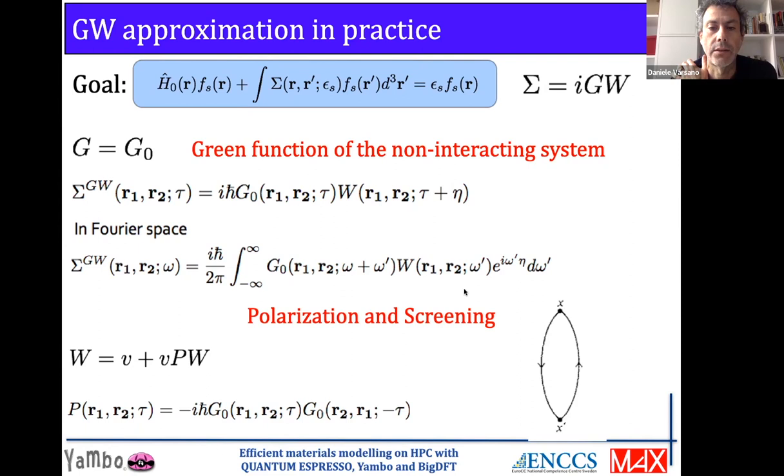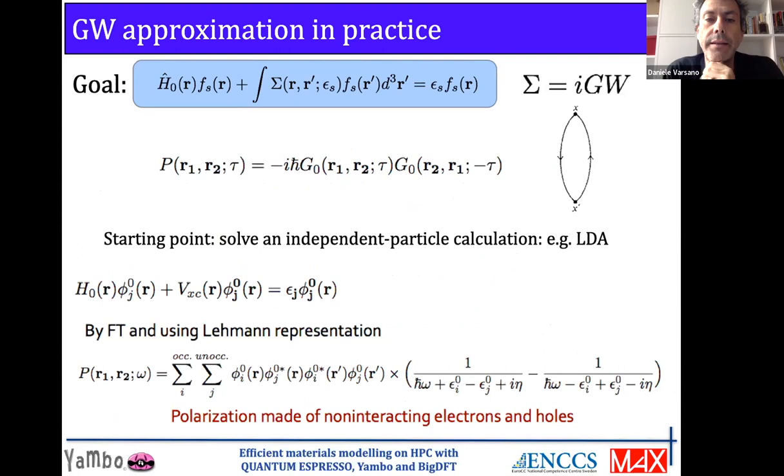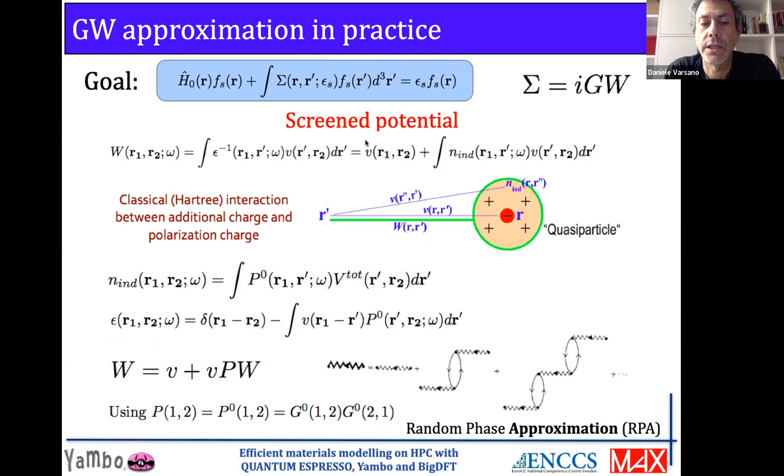So the starting point, as you can imagine, is to calculate G naught, and if you want the polarization, and this is usually done with a previous density functional theory calculation. For instance, LDA, we solve the Kohn-Sham equation, and from eigenvalues and eigenvectors, we can build our polarization function. Then the screened potential is usually calculated in the random phase approximation, so essentially classically.